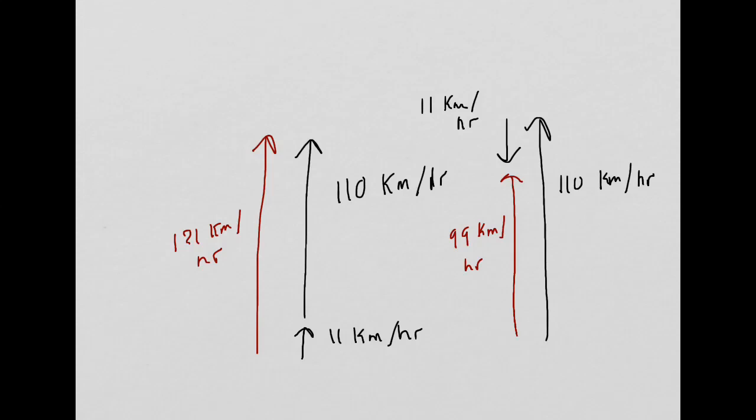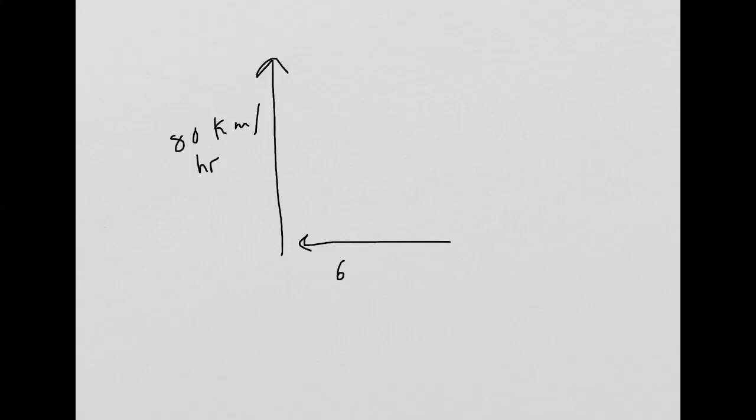Okay, let's look at a slightly more complicated example. Okay, now let's say I have another plane. Again, traveling north, and let's say it's traveling at 80 kilometers per hour. And let's say that I have a westerly wind traveling at 60 kilometers per hour. What is the speed and the direction of the plane?